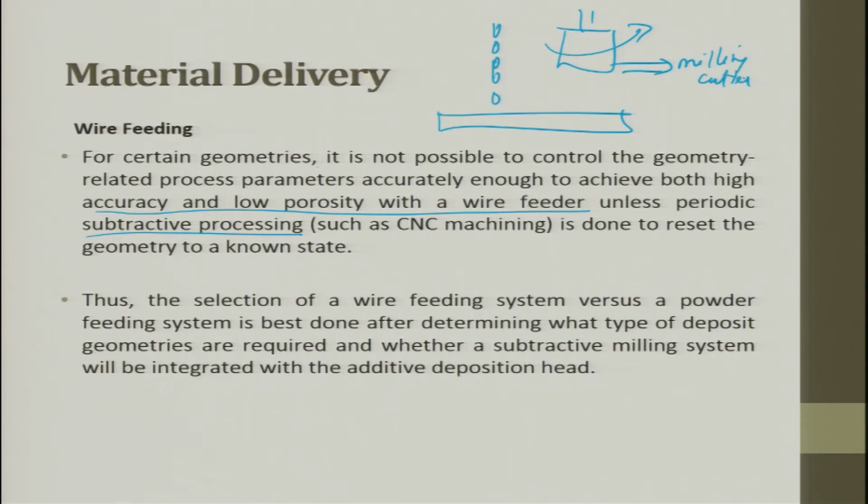So, this cutter after deposition comes here, machines it, removes the undulation on the surface and allows the next drop to come in. So, it is done to reset the geometry in the state. Thus, the selection of wire feeding system versus powder feeding system is best done after determining what type of deposit geometries are required, whether a subtractive milling system will be integrated with the additive process head. If this cannot be done, then go for powder. If milling along with the wire feed, if you can integrate a milling cutter, then look for such systems.